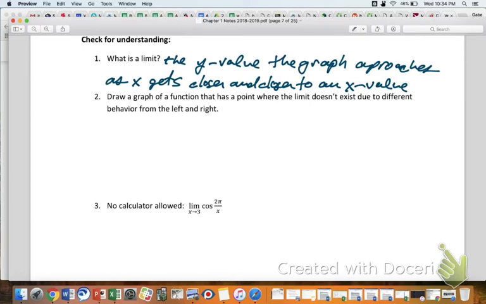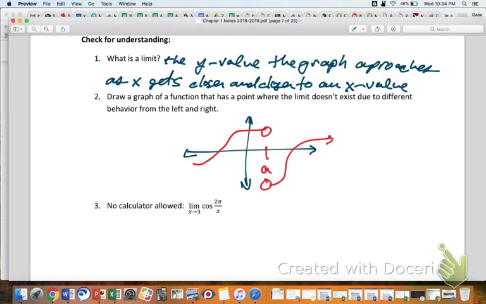All right. Number 2 says draw a graph of a function that has a point where the limit doesn't exist due to different behavior from the left and the right. So there's my y-axis. There is my x-axis. So if I was going to try to draw this graph, maybe I'm interested in this value here, a. So as I approach from the left, say that the y value is approaching some positive number, and from the right, maybe the y value is approaching some negative number. It's a clear case where we've got different behavior from the left and the right.